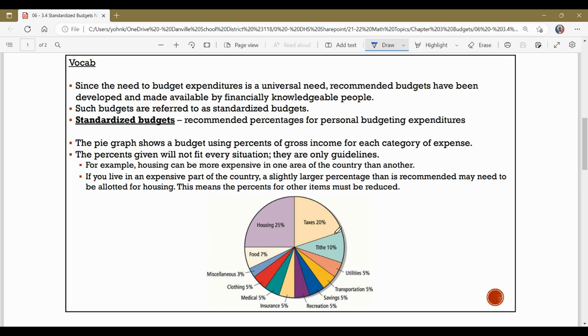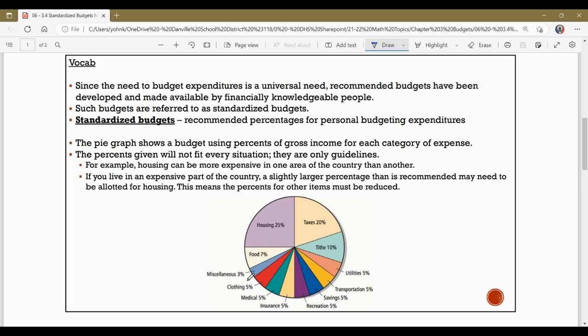So if you donate to the Red Cross, if you donate to the, when the post office comes around and picks up food on Saturdays from your mailbox, if you donate to Goodwill, things like that. And then it lists other things. Food is the next one at 7%. And then a bunch of the rest of them are at 5%. Clothing, medical, insurance, recreation, savings, transportation, utilities. And then finally, miscellaneous is at 3%.